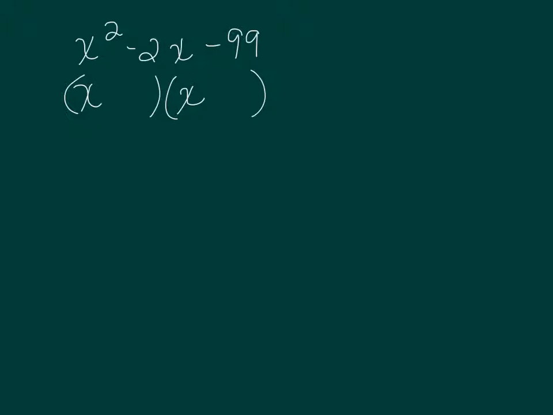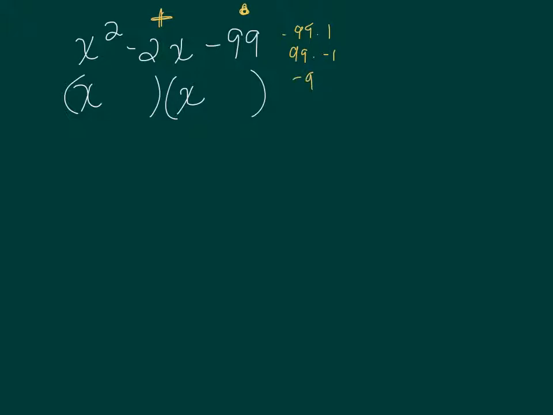I need to find two numbers that when I multiply them together I get negative 99, but when I add the two numbers together, I get negative 2. So let's look at all the ways I can get negative 99. Negative 99 times 1, or 99 times negative 1.